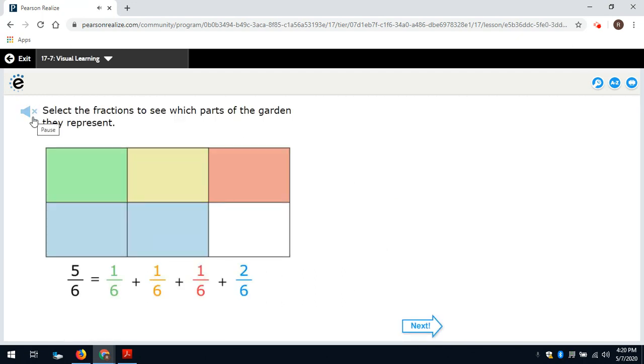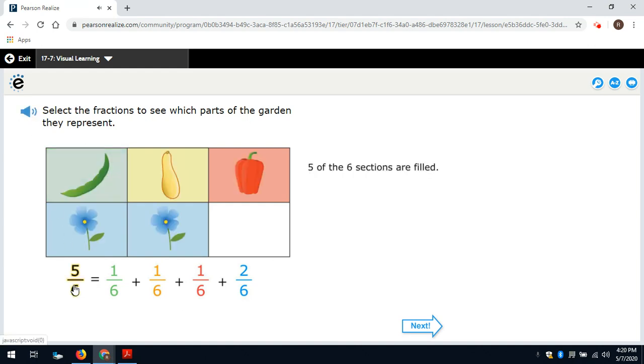Select the fractions to see which parts of the garden they represent. 5 of the 6 sections are filled. 1 of the 5 filled sections is green beans. 1 of the 5 filled sections is yellow squash. 1 of the 5 filled sections is red peppers. 2 of the 5 filled sections are blue flowers.